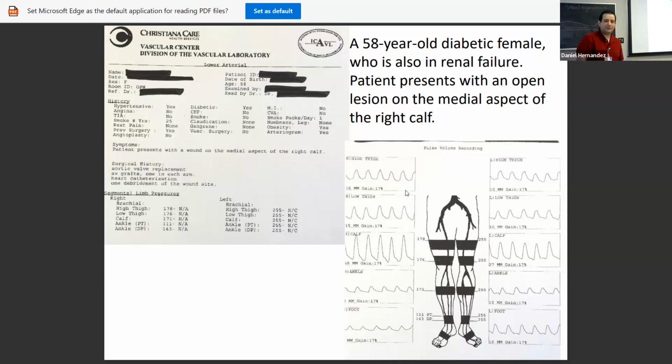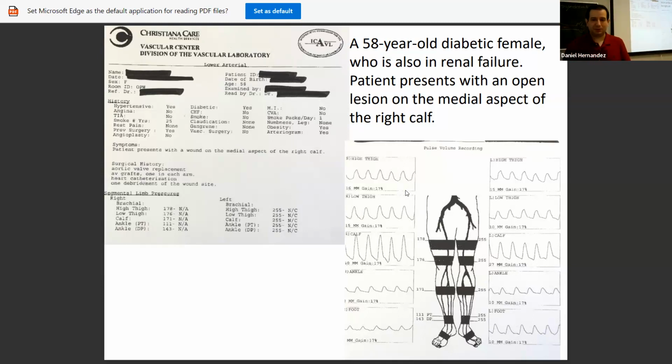What do you guys think about this one? I can make it harder. No difference at all. 255 is not all the way down. Yeah, so it's not compressible. So when you see 255, that means that.